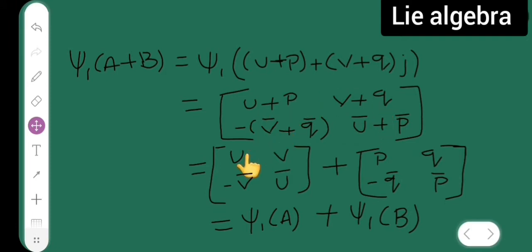Now this I have to write separately, okay? I have to write U, V, then minus V conjugate and U conjugate, plus P, then this Q, write it here, minus Q conjugate and P conjugate, write it here, okay? Now this matrix is nothing but psi 1 of A plus, and this I will write as psi 1 of B.